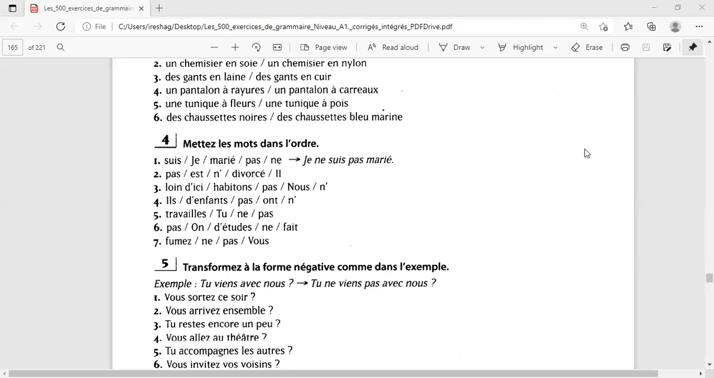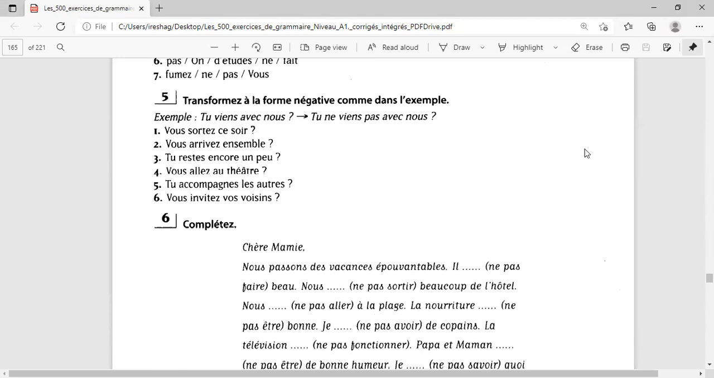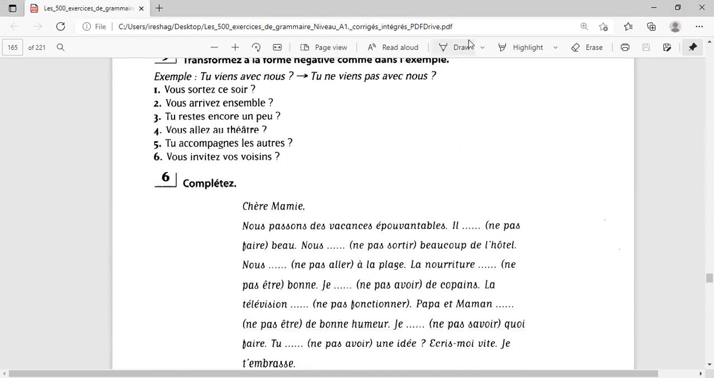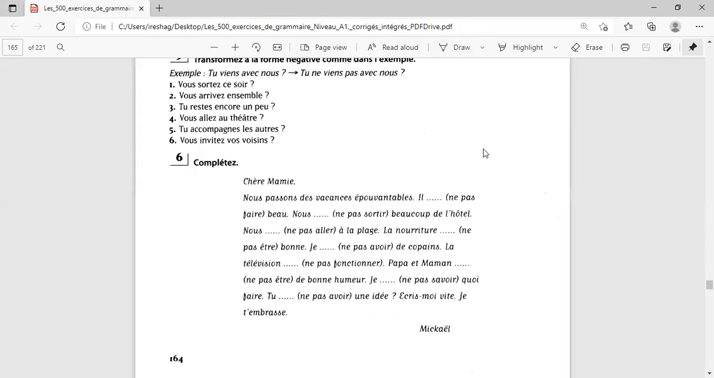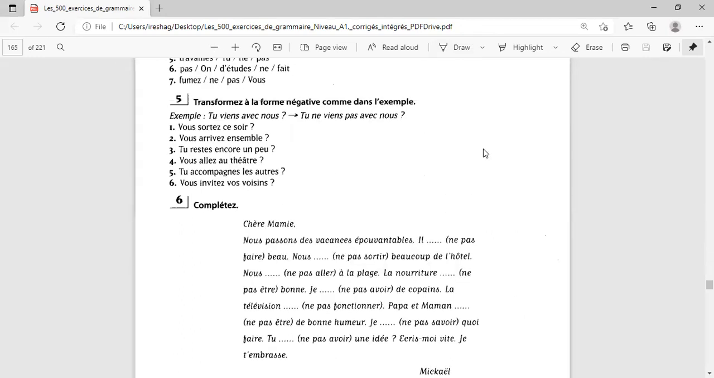Right. We are coming to question number 5. Let's complete 5 and 6 both. 5 is transformer à la forme négative comme dans l'exemple. It's a sentence with a question mark at the end. Tu viens avec nous, you come with us. Tu ne viens pas avec nous. You simply have to put ne pas. You can do 5, right?